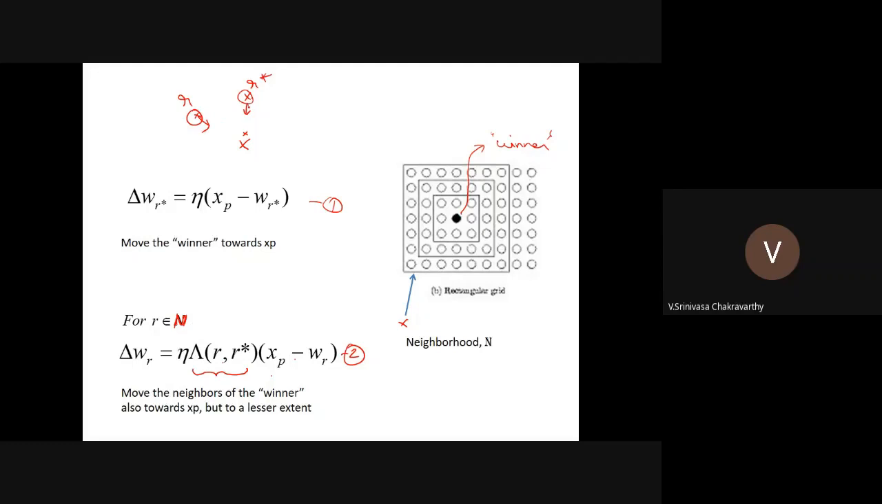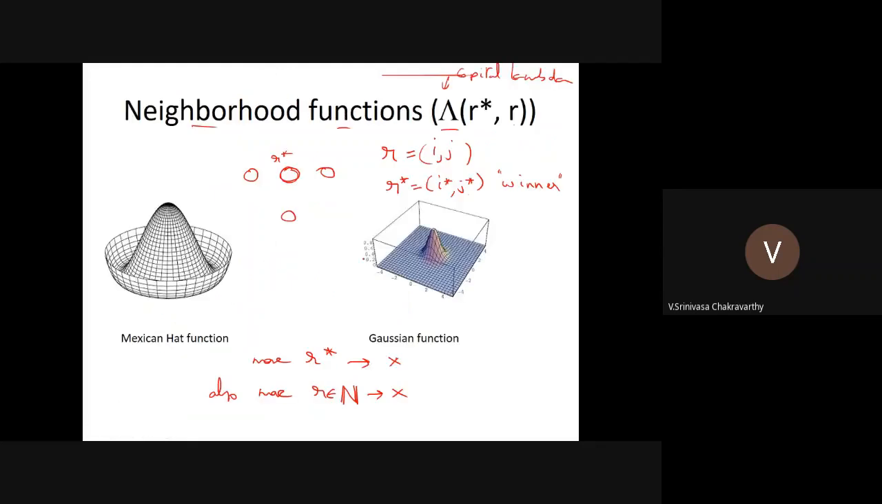Only thing is, the amplitude of this will be higher than this because this amplitude is suppressed by this neighborhood function. If R and R star are close to each other in the map space, then this amplitude is high, this capital lambda is high. But if R is far off from R star in the map space, this amplitude is small. So the neighborhood function looks like this.